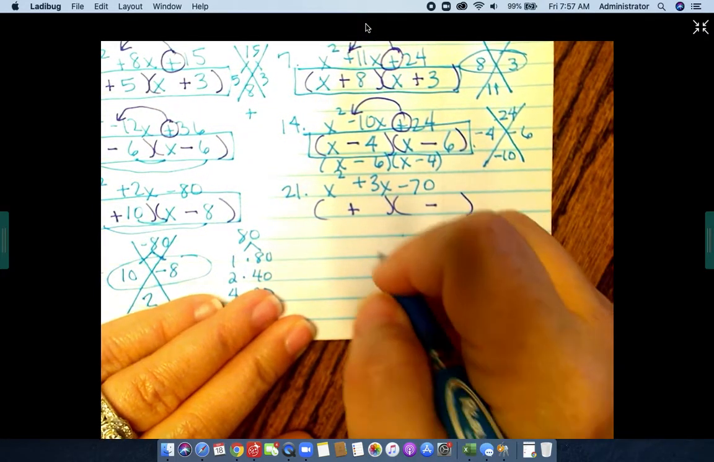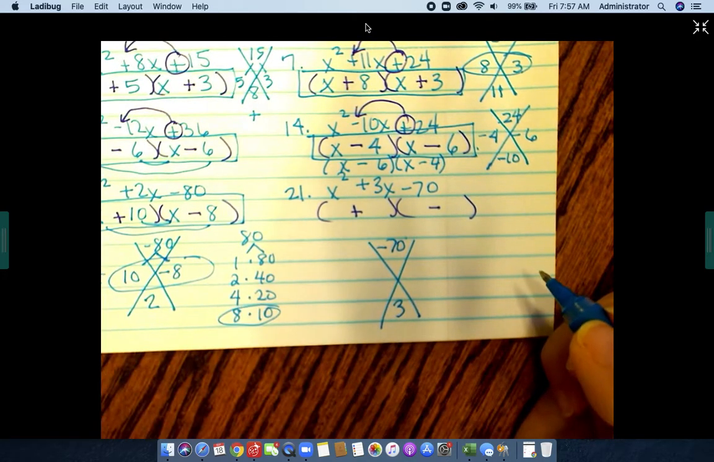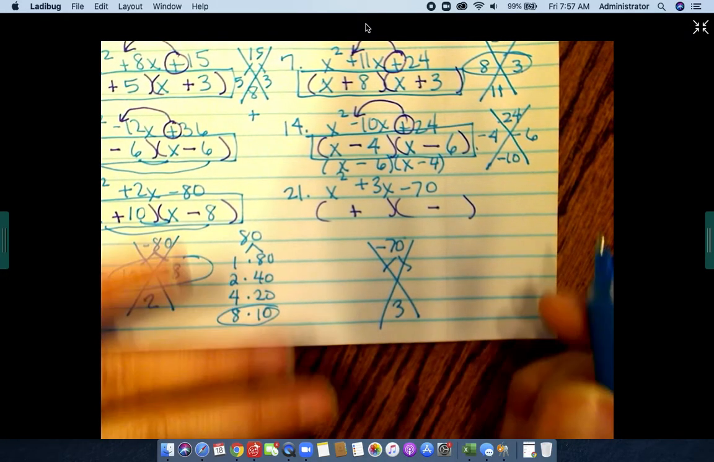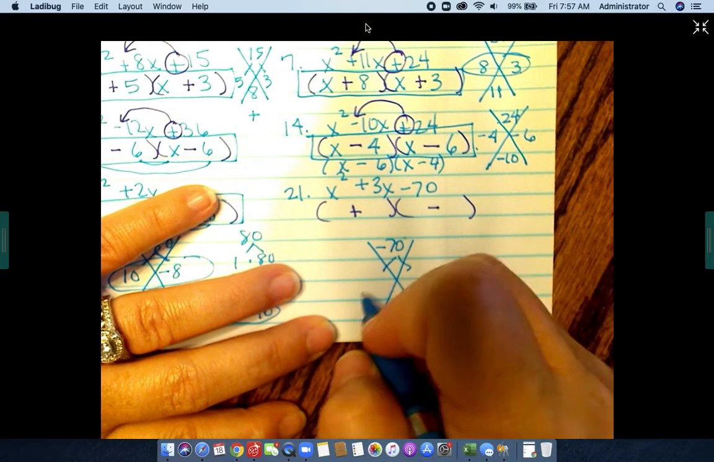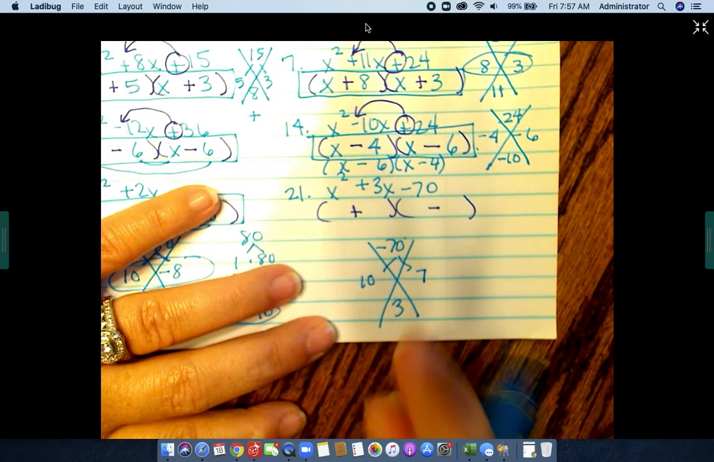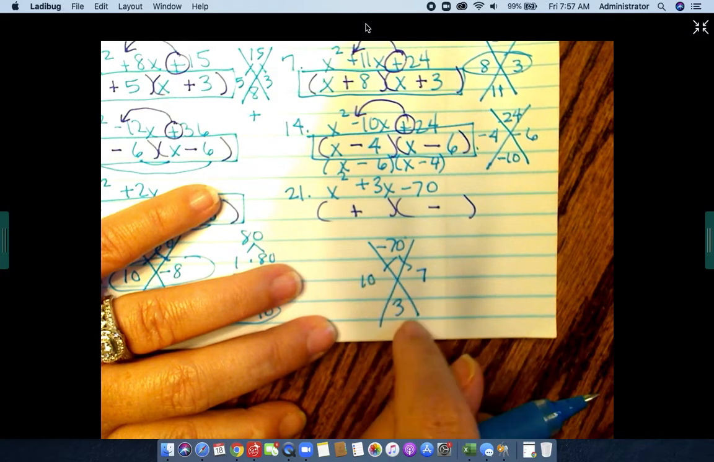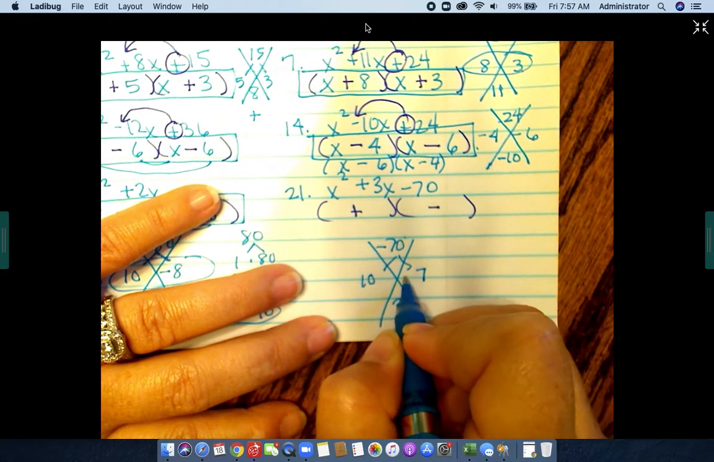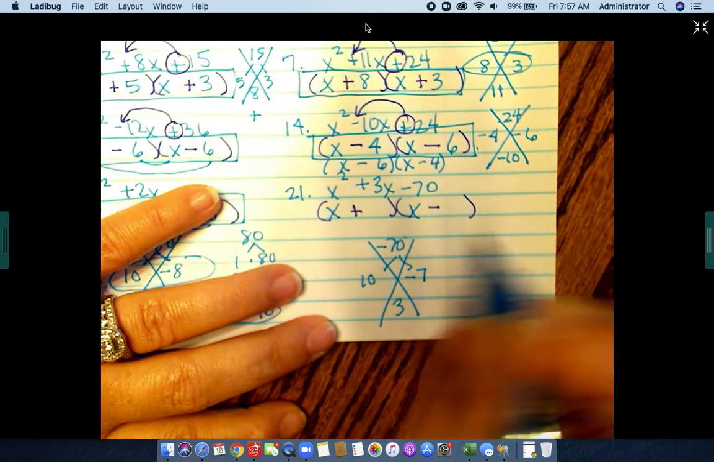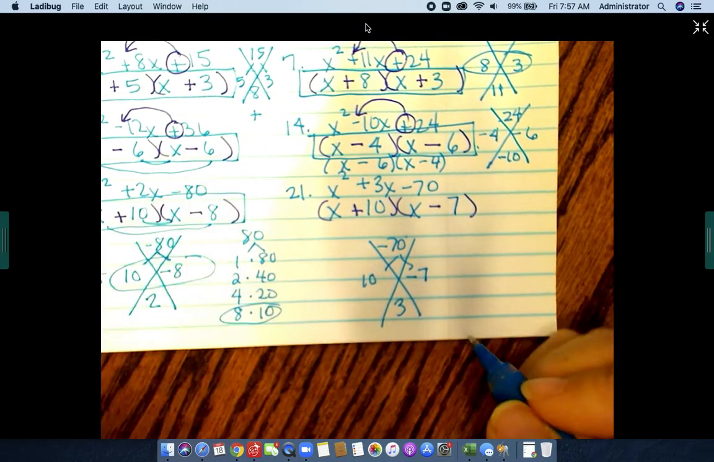All right, and lastly, I've got negative 70 on top and 3 here on the bottom. It might pop right out at you because it ends in a 0, which means that 10 is a factor of 70. And in fact, 10 and 7 can be subtracted to give you a positive 3. So if that's the case, then I want 10 minus 7, so I get the 3. So I'm going to come over here and put x and x. I want my 10 to be positive so that when I subtract 7, I get positive 3.